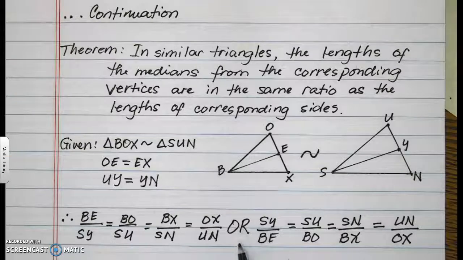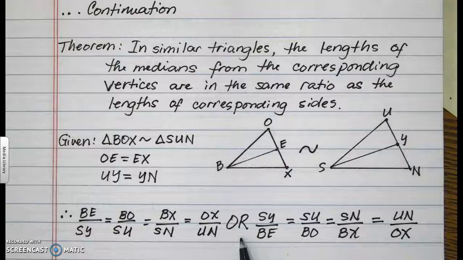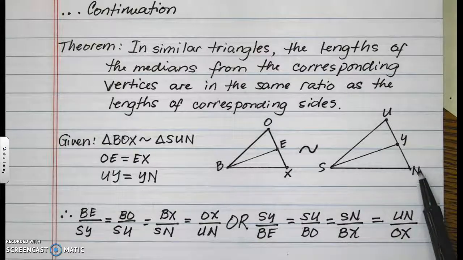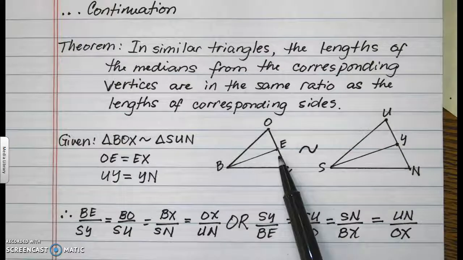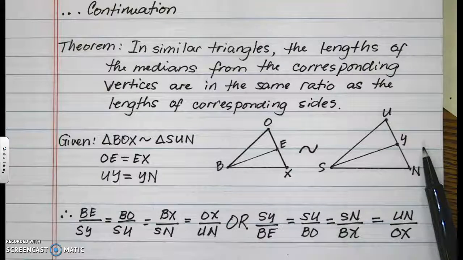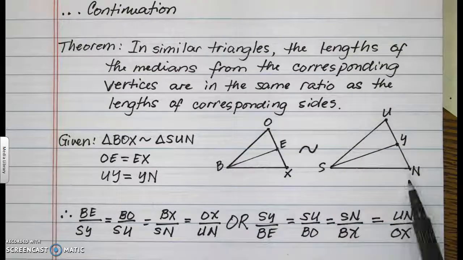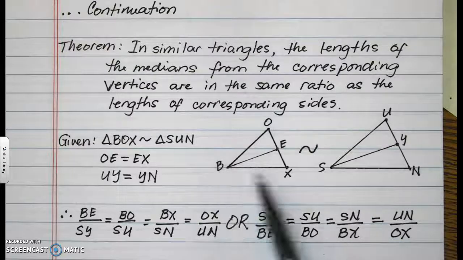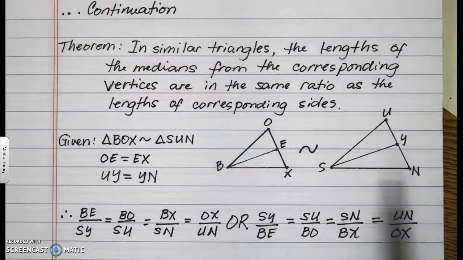Now, in this particular example, for our last example, I made sure that I put the smaller triangle first. What if I start with my bigger triangle going to my smaller one? Can that happen? And the answer is yes. If I have the median SY over BE, that's going to be equal to SU over BO, and is equal to SN over BX, and is going to be equal to UN over OX.